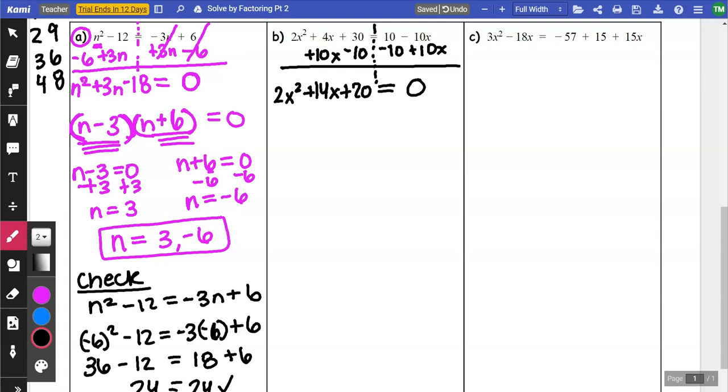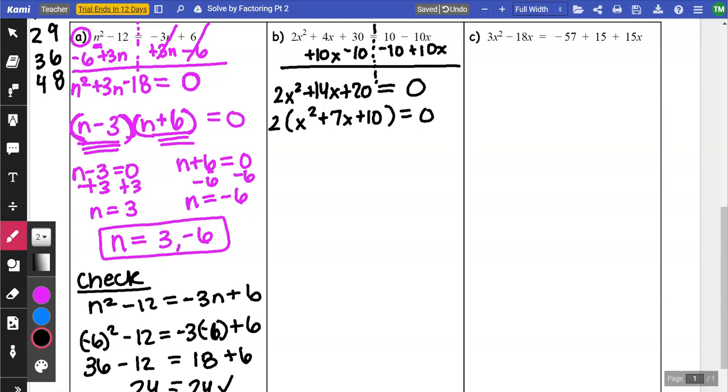Now, remember, the next step is to factor this thing. But when we factor, one of the things we have to look for is the GCF. Does 2, 14, and 20 all have a GCF? Yes. 2 goes into all 3 of those terms. So we're going to factor out that 2. And we're left with 2 times x squared plus 7x plus 10 equals 0. Well, check it out. This 2 out in front, does this 2 have a variable attached to it? No, it does not.